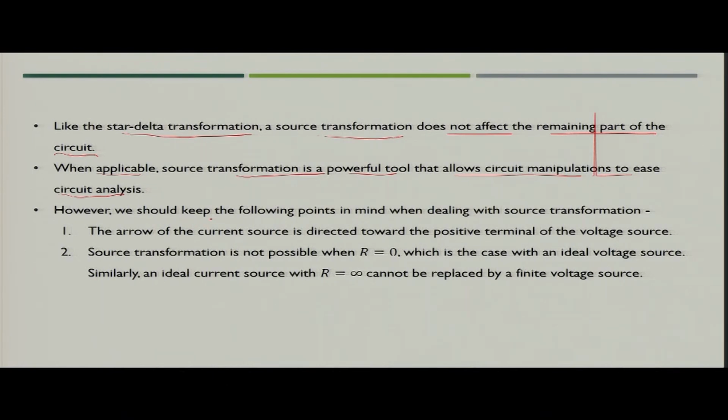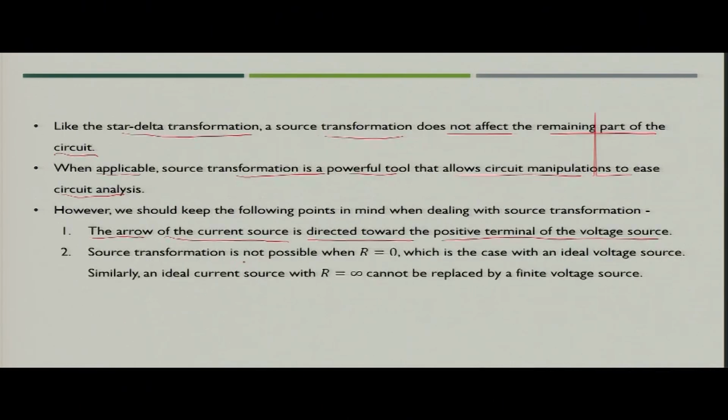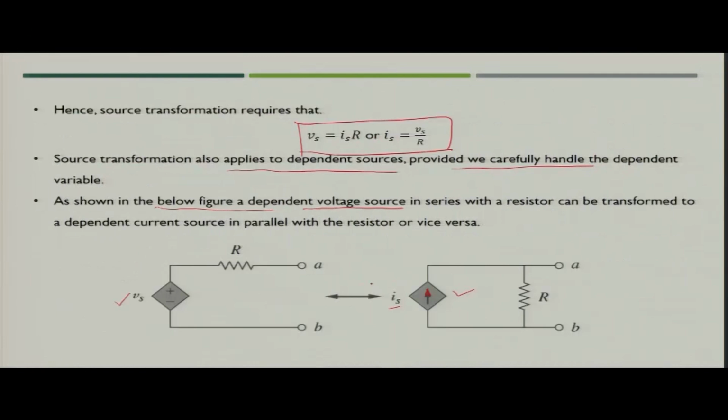Now, what you have to keep in mind? You have to keep these 2 points in mind while dealing with the source transformation. What is that? First is that the arrow of the current source is directed towards the positive terminal of the voltage source. Like this is the positive terminal of the voltage source. So, the current source should point towards the positive terminal of the voltage source. Now, source transformation is not applicable when R is equal to 0 in case of the voltage source.